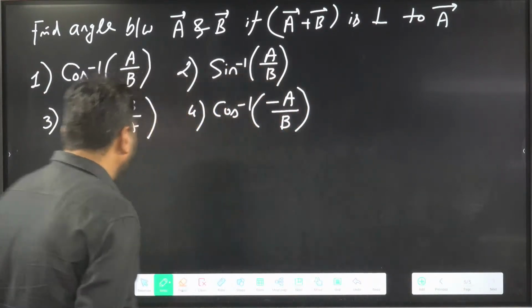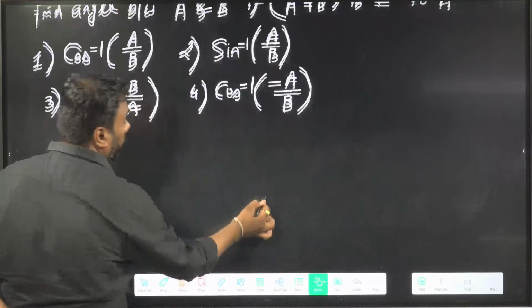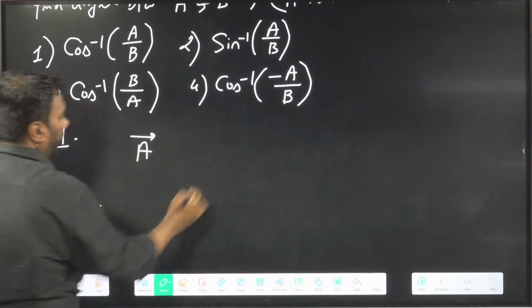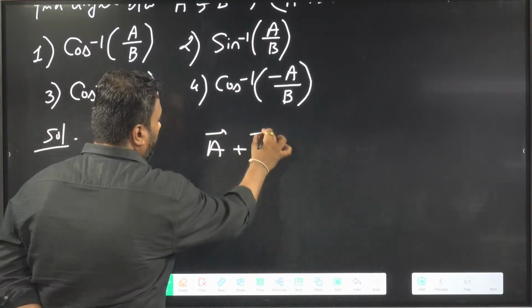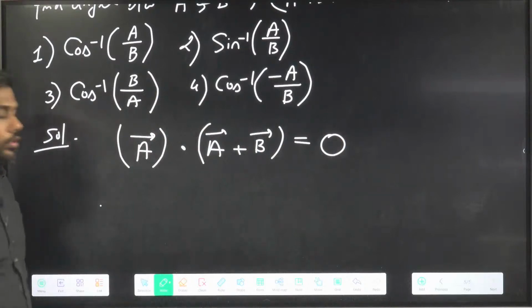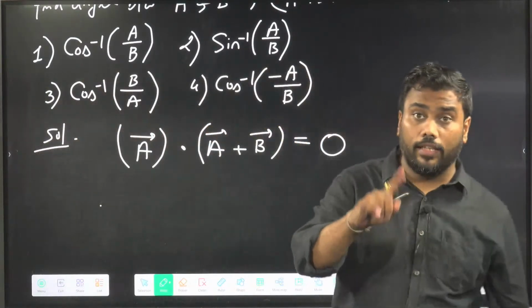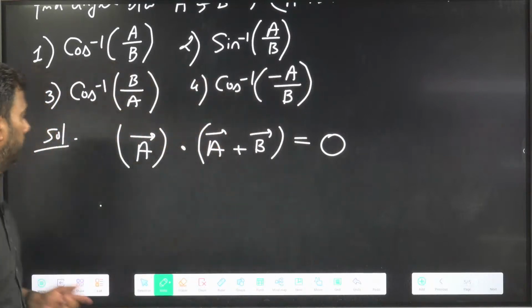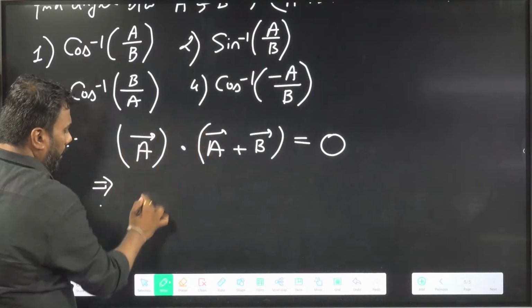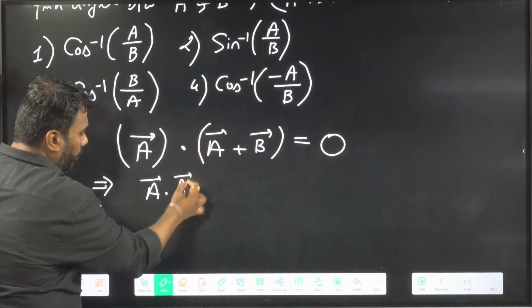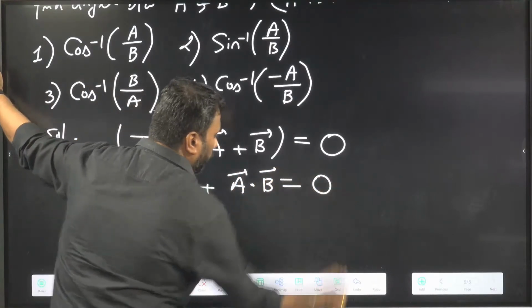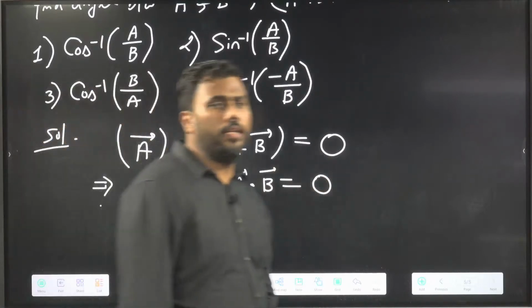Ramanath, correct. Very good. So let us solve this question. It is written in the question that vector A and A plus B are perpendicular. So the dot product must be 0. The dot product of a vector with a perpendicular vector is 0. So A plus B dot A must be 0. Now I can distribute the dot product, so I will get A dot A plus A dot B equal to 0.